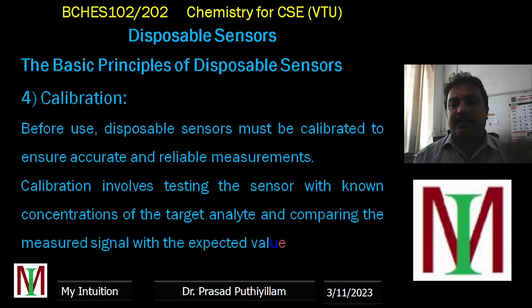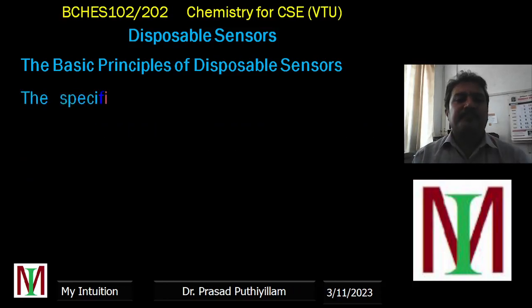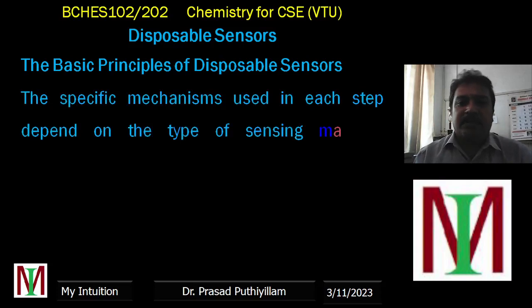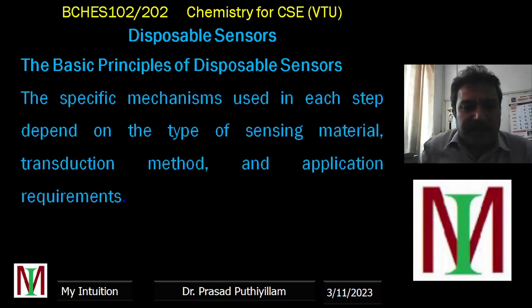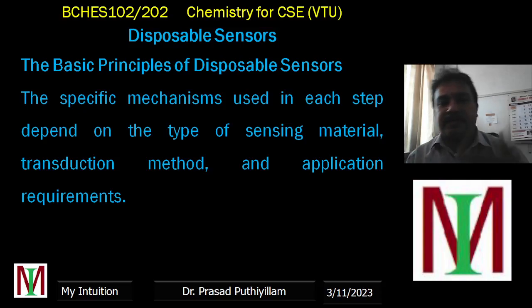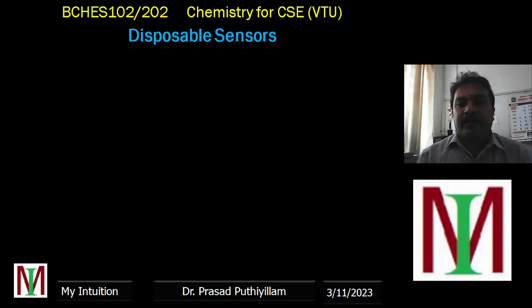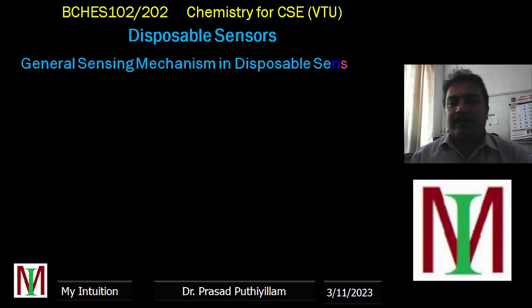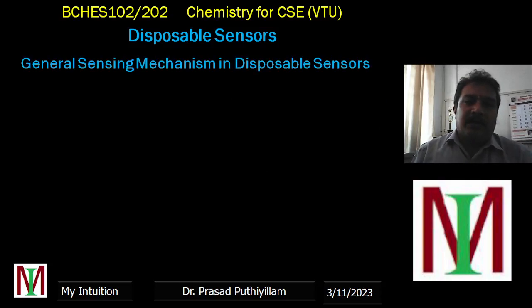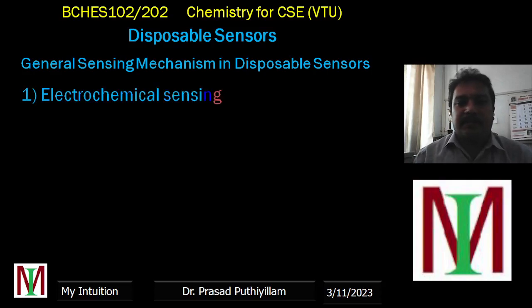It involves testing the sensor with a known concentration of the target analyte, comparing the measurable signal with expected values, if it requires such calibration. Otherwise, calibration will be based on the instructions which are given there. The specific mechanism used in each step depends upon the type of sensing material, the transduction method, and the application requirement. So, based on the general explanation given, not that only that method will be applicable everywhere. Okay, now the general sensing mechanisms in disposable sensors.